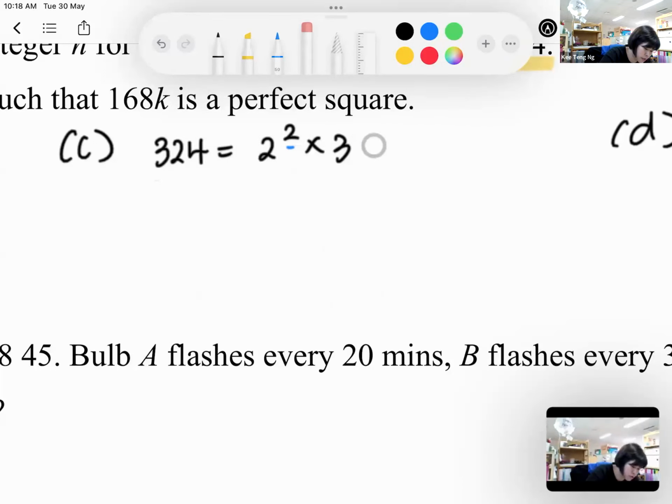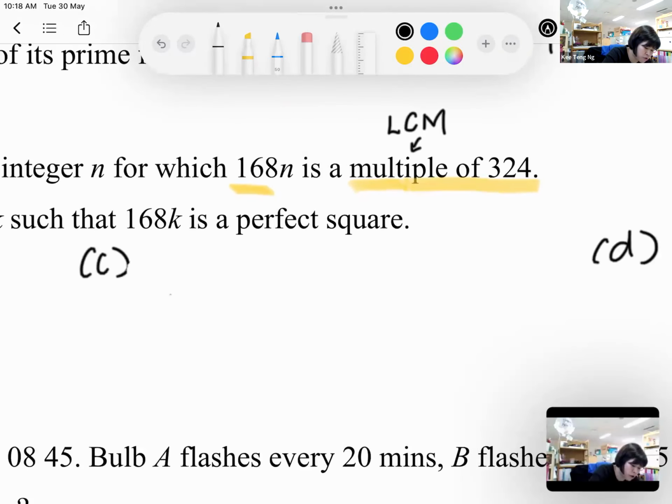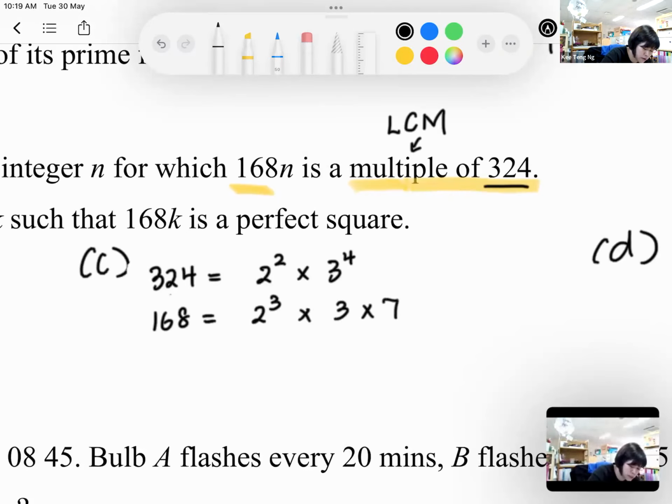All right, so now if let's say I want to do the shortcut, what do I need to do? Okay, the question says this is a multiple of 324. So I should look at 324, 2 squared times 3 to the power 4. And I need to look at the number 168, which is 2 cubed times 3 times 7. If I want it to be a multiple of 3 to the 4, all factors of 3 to the 4 must be included.